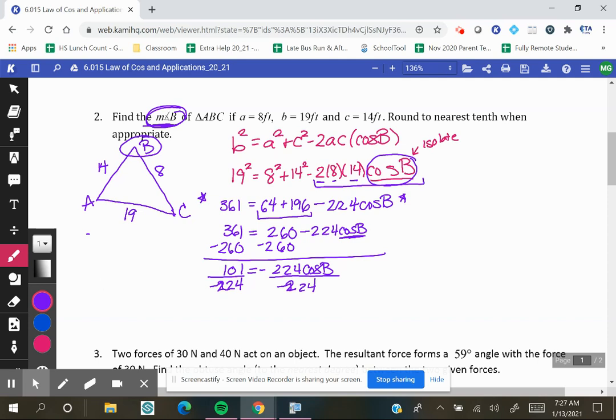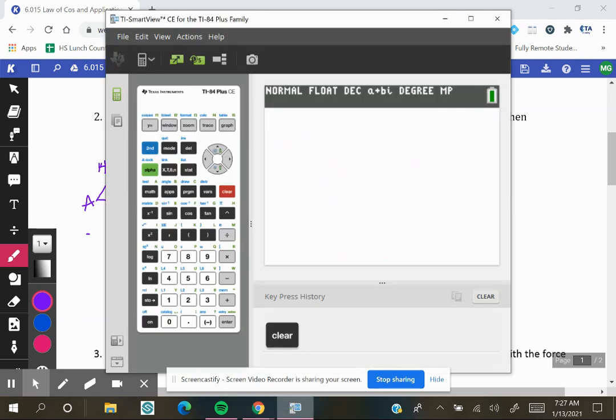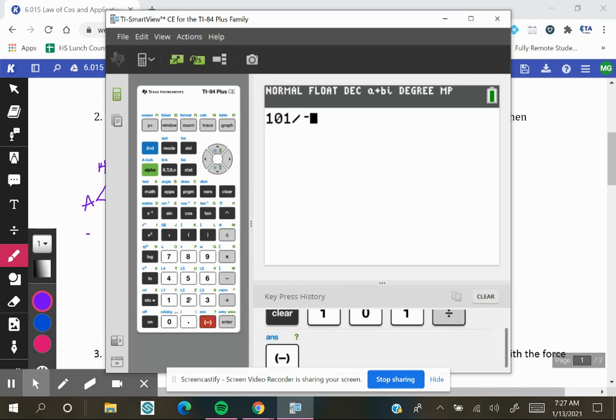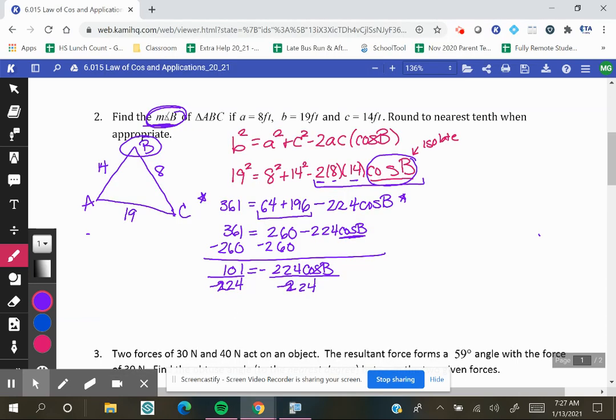And that gives us a long decimal. So we're going to type that right into our calculator. So we'll do 101 divided by negative 224. And we'll write out that decimal. So I've got the cosine of b equals negative 0.50892857. Now I have cosine of b by itself.